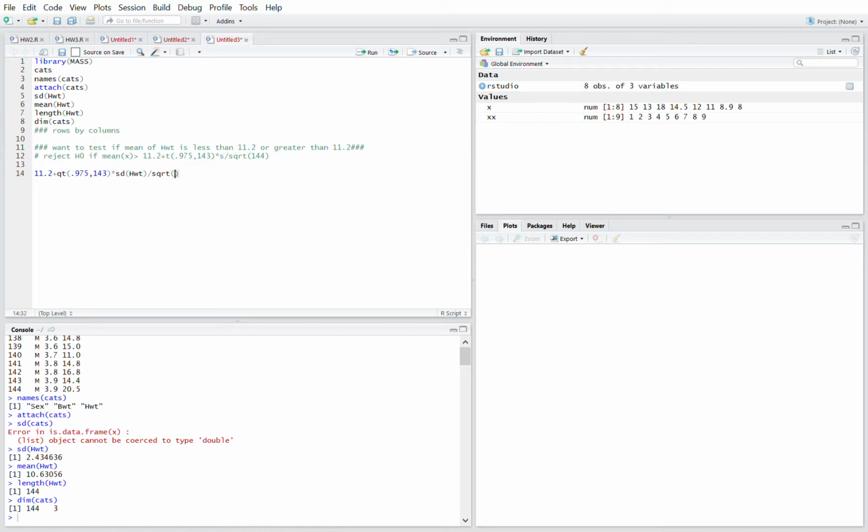Should be, anyway, we get that. So we'll run this. This thing is 11.660. So is my mean 10.63 greater than 11.60? No. So what do I conclude? You do not reject the null hypothesis. Do not reject the null, but it's less than 11.2, correct?